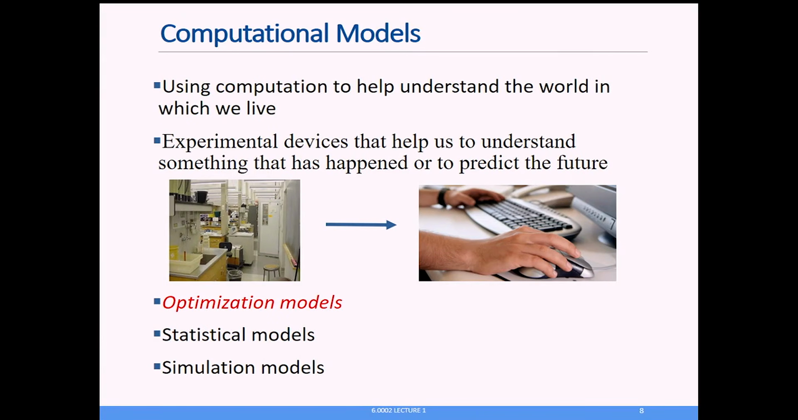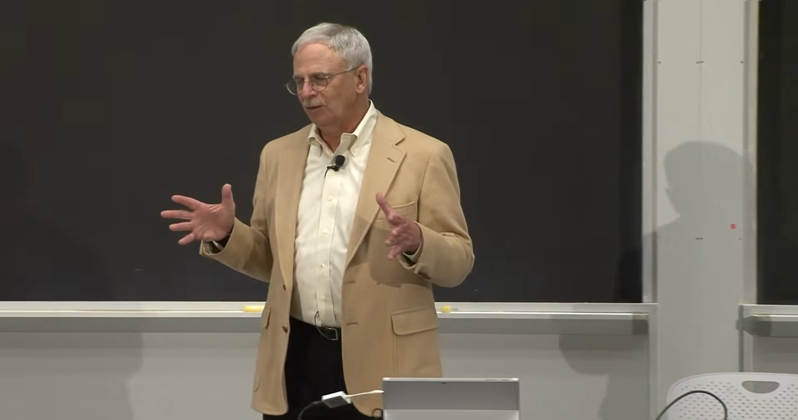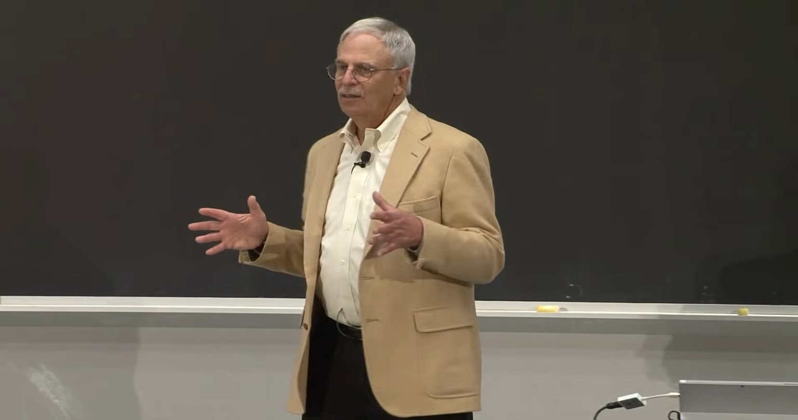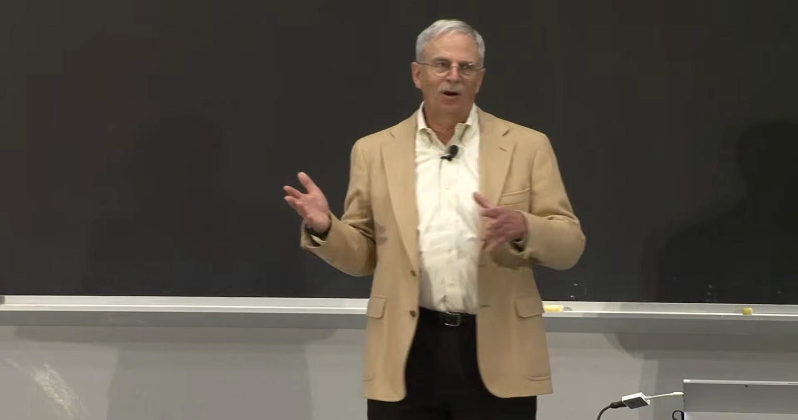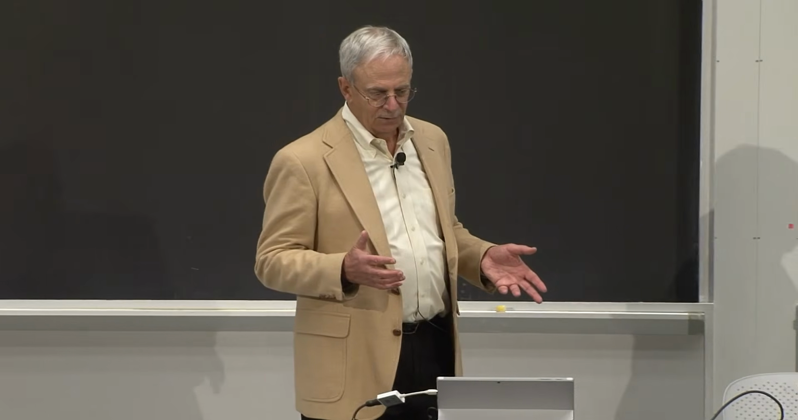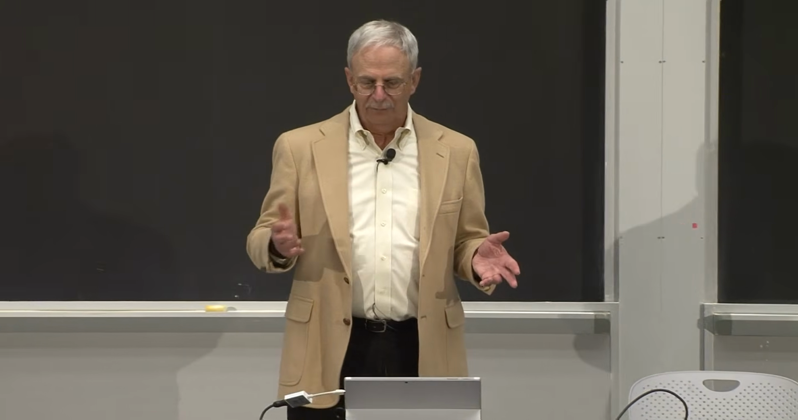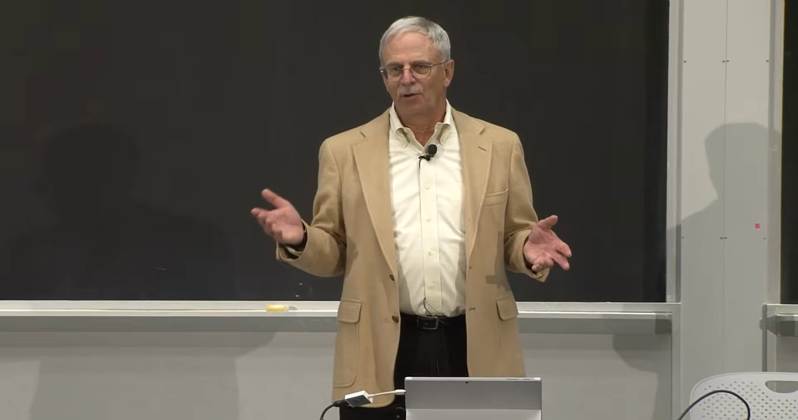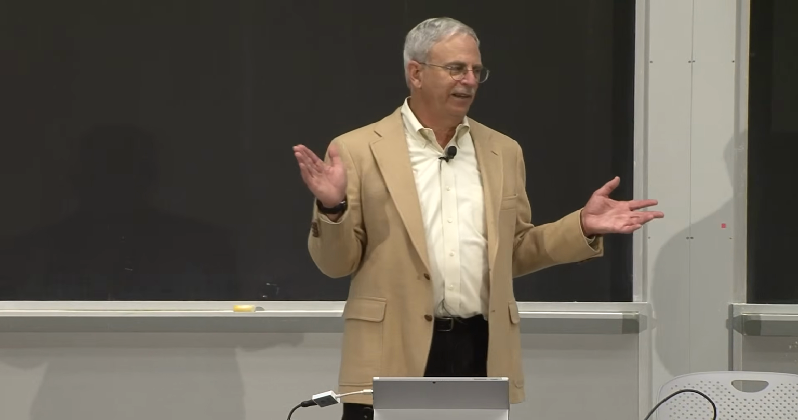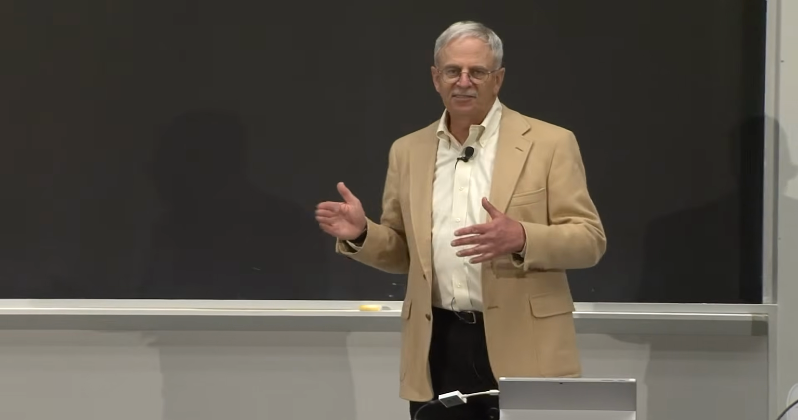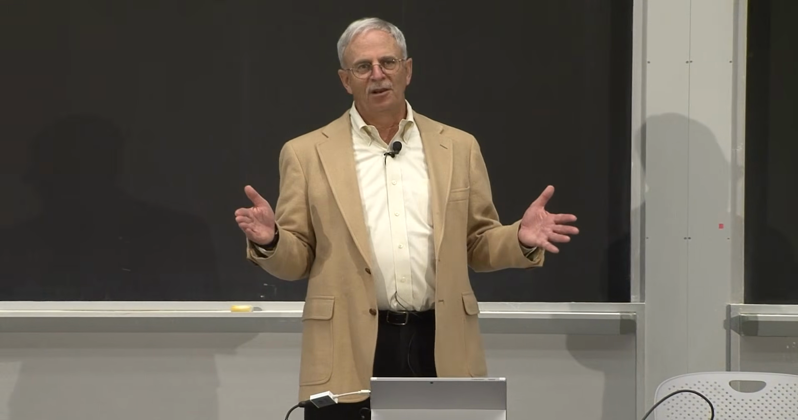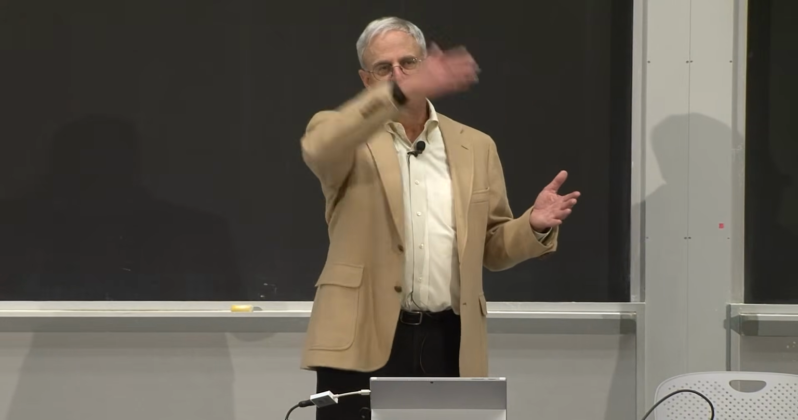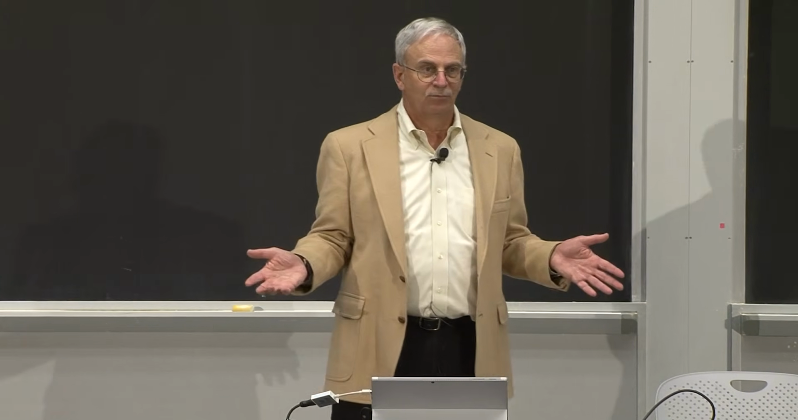So let's talk first about optimization models. An optimization model is a very simple thing. We start with an objective function that's either to be maximized or minimized. So for example, if I'm going from New York to Boston, I might want to find a route by car or plane or train that minimizes the total travel time. So my objective function would be the number of minutes spent in transit getting from A to B.